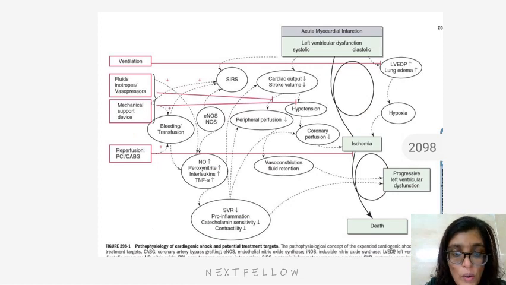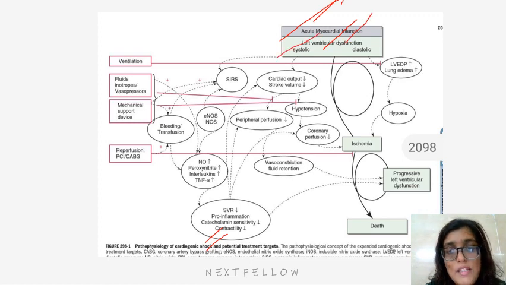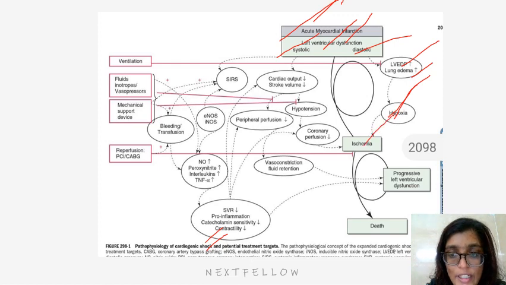So coming to the pathophysiology of cardiogenic shock. This is acute myocardial infarction, which can lead to left ventricular dysfunction, which can either be systolic or diastolic. Diastolic will increase the left ventricular end diastolic pressure, which will cause lung edema, which will ultimately cause hypoxia, which will lead to ischemia. Ischemia can further lead to death. Left ventricular systolic dysfunction can decrease cardiac output and decrease stroke volume and ultimately lead to hypotension and decreased coronary perfusion, and ultimately lead to ischemia.